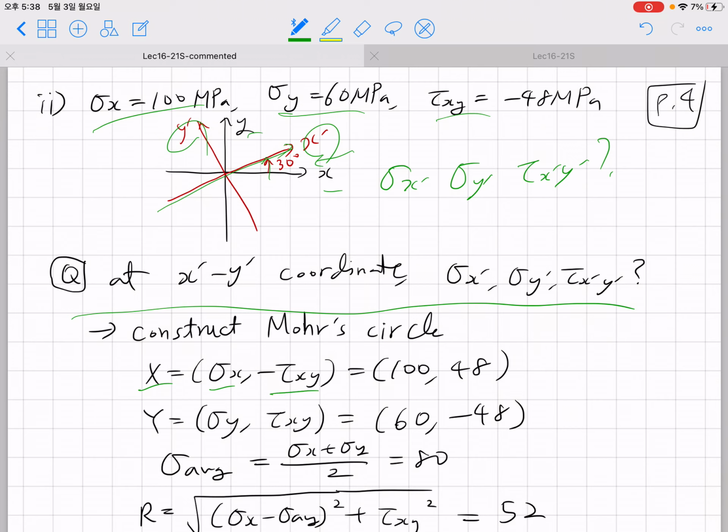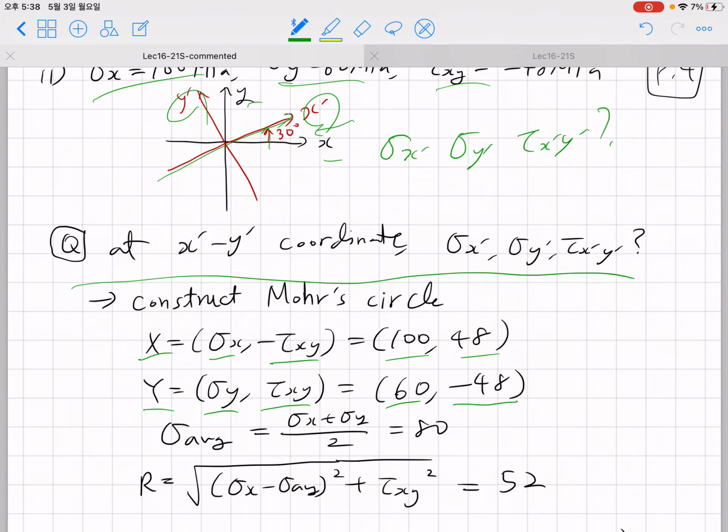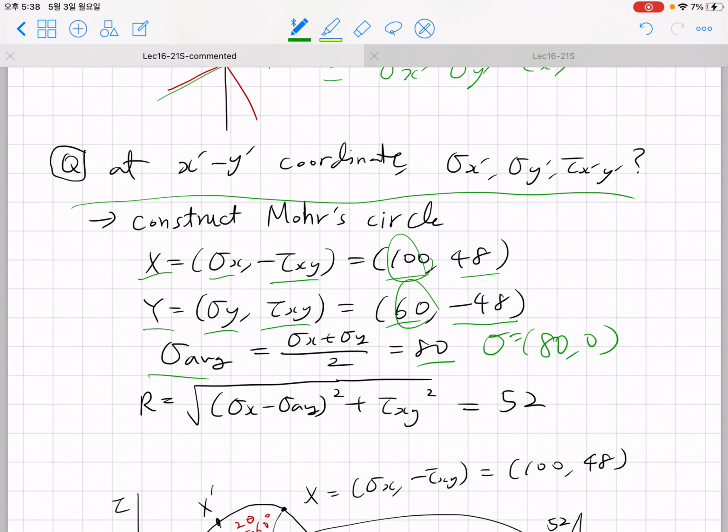X is sigma x and negative tau xy, 100 and 48. Y is sigma y and tau xy, 60 and negative 48. Yeah, and sigma average is 80, and the origin should be at 80 and 0 point, and the radius, yeah, you have sigma x 100 and sigma average 80, 20 squared plus tau xy 48 squared, and you do square root and you get 52. Yeah, this is our famous 5, 12, 13 ratio.